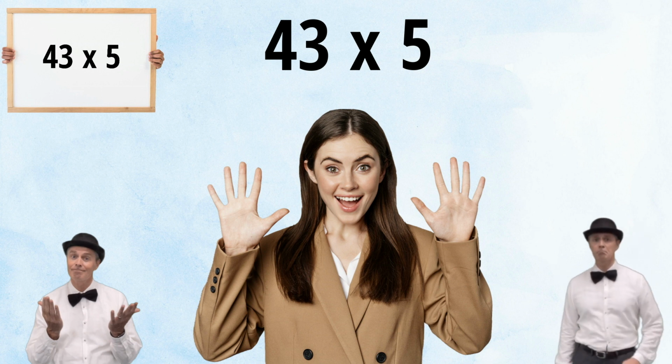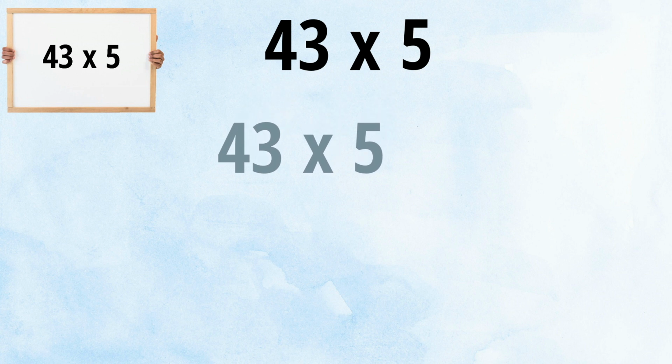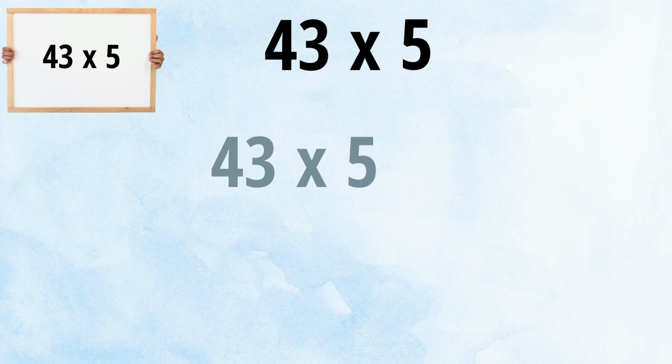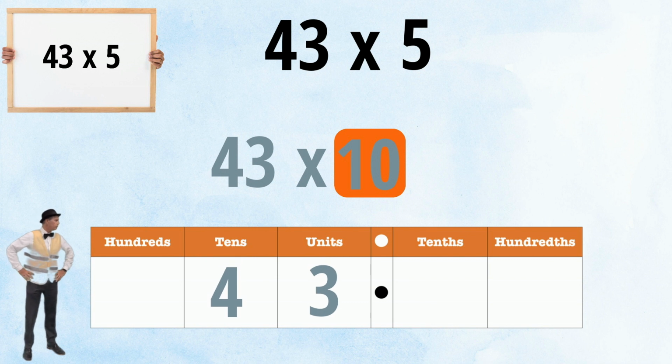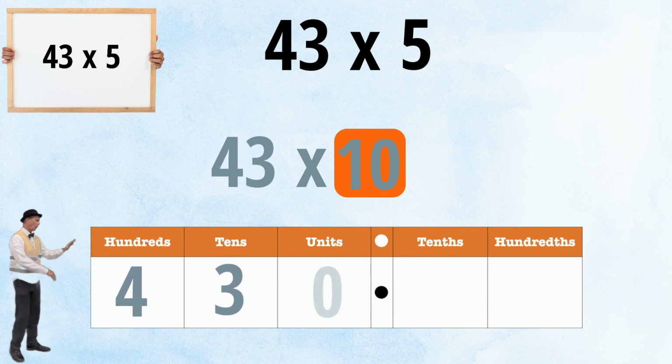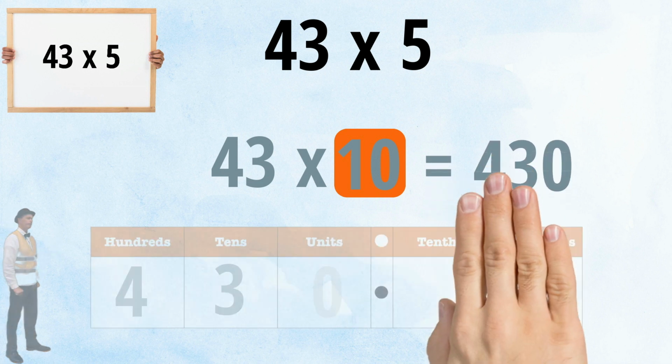Let me show you. 43 times 5. Let's substitute that 5 with a 10. 43 times 10 is easy. We just move each of the digits one place to the left. So 43 times 10 is 430.